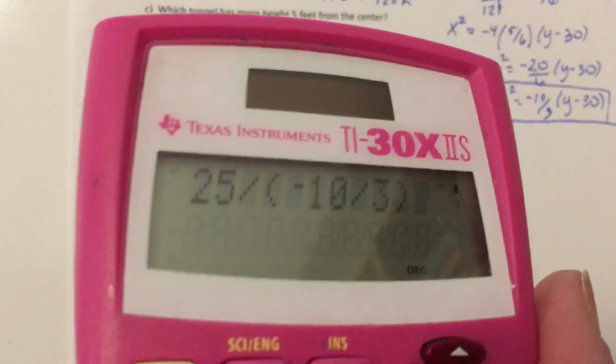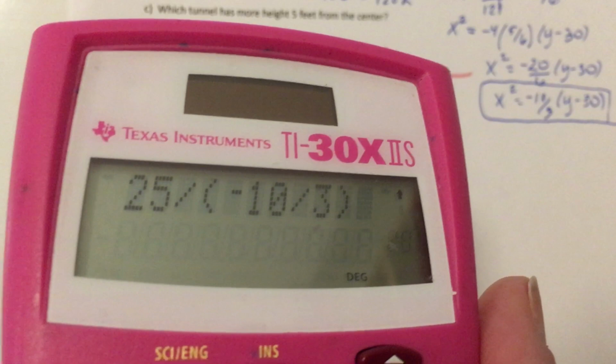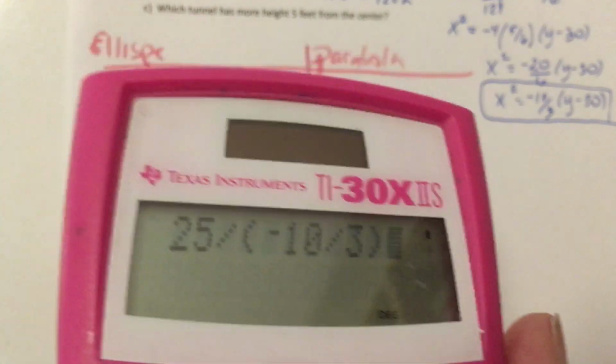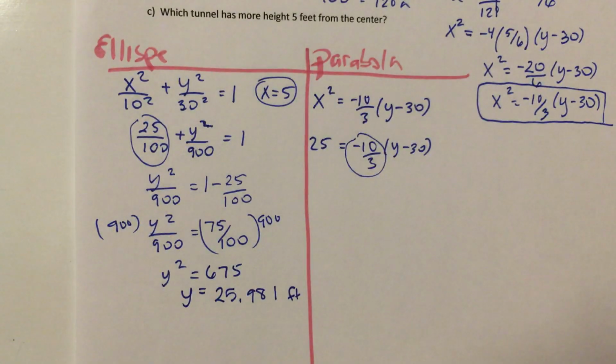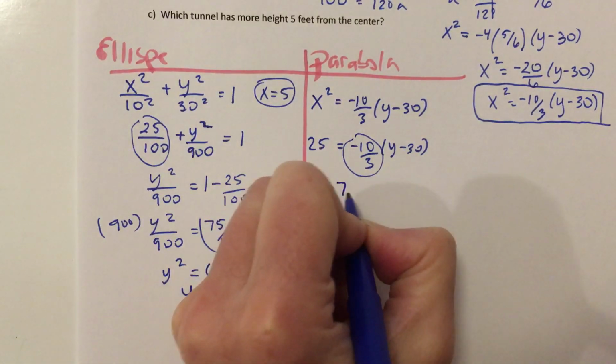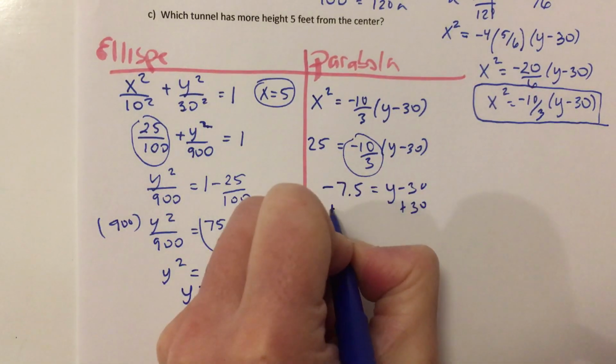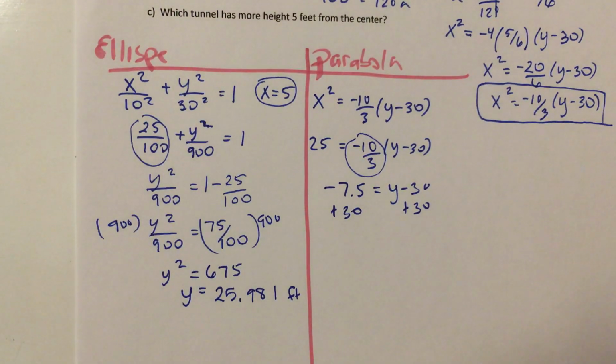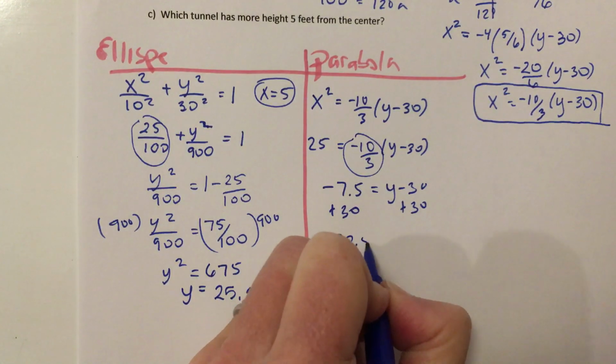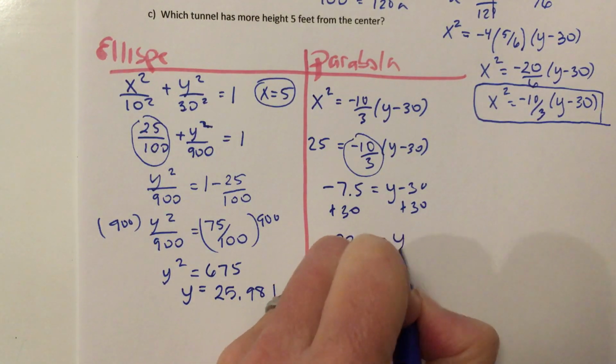Can you guys see that? Oh, it's a little glary. There we go. If you don't use parentheses, then the calculator will give you the wrong answer. So you get negative 7.5. Add 30 to both sides, and you get 22.5. So this is the height.